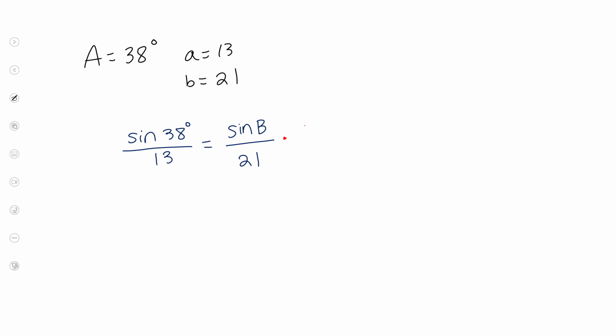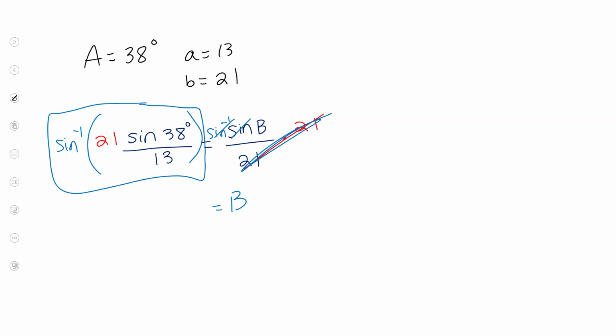So multiply by 21, and those cancel. Multiply this side by 21. And next, so that's gone. Next, if I want to get rid of this sine, do the inverse. So those cancel out. I'm left with just B on this side. And then take the inverse of this side. So guys, type all of this into your calculator and let me know what angle B is supposed to be equal to.